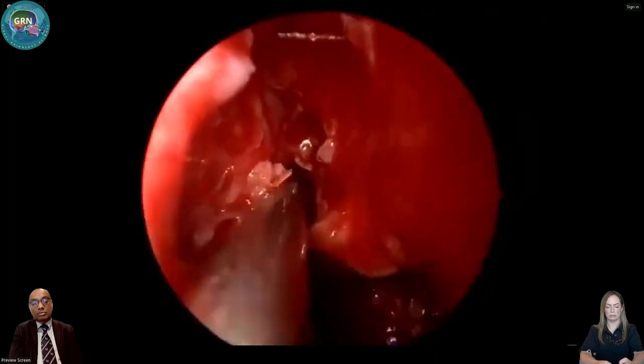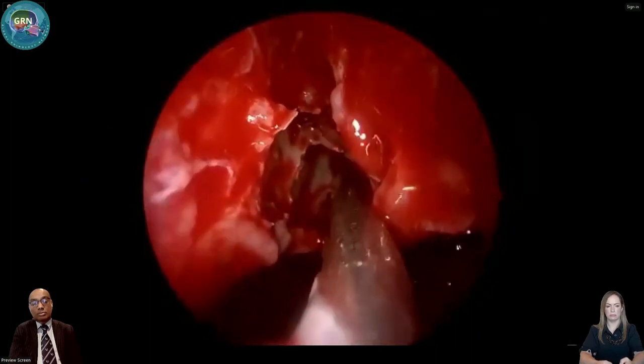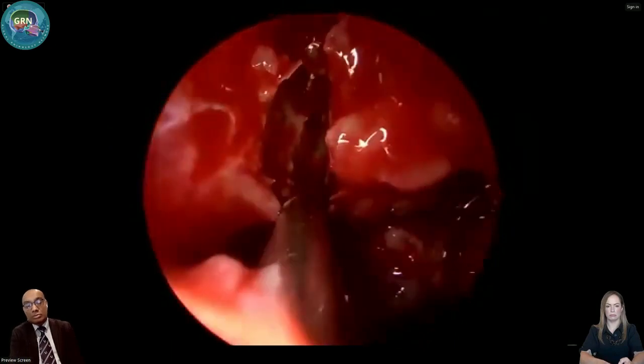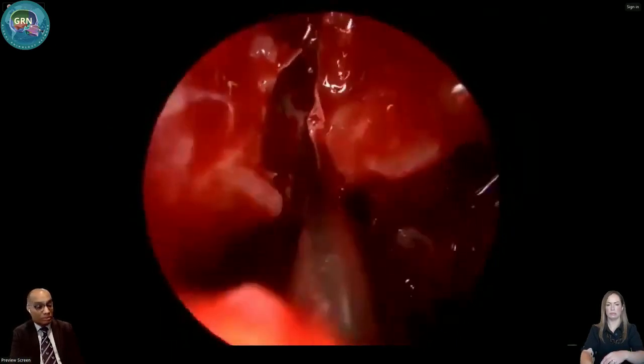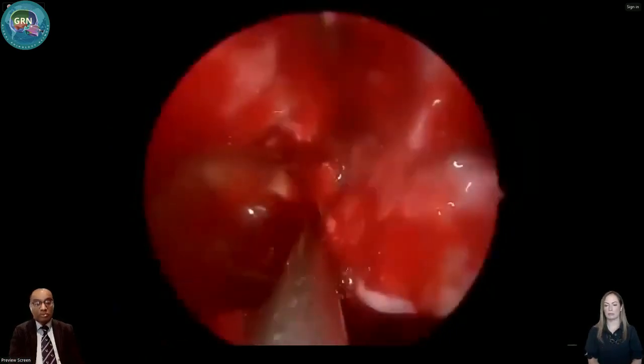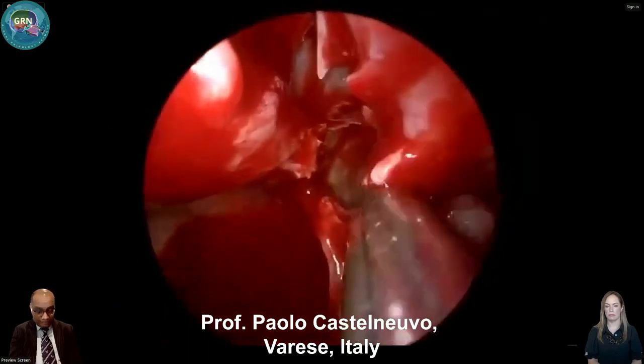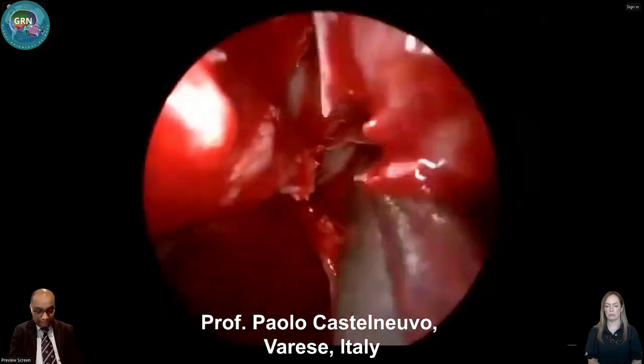This is the papyracea. I'm elevating the mucoperiosteum of, you see, the posterior wall of the maxillary sinus. Yes. And now ethmoid.